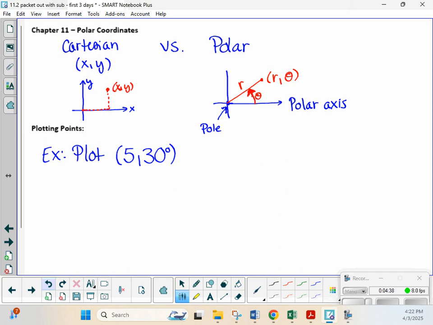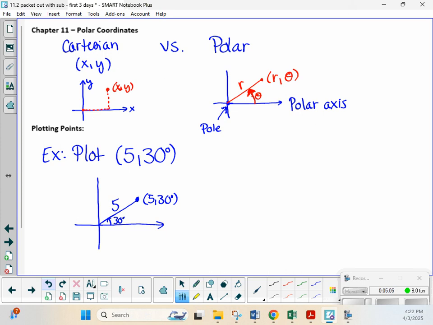So let's set up a little grid here. I'm going to rotate, picture where 30 degrees is. So let's say it's about here, but I'm going to go 5 units away. And you could put little marks on there to show it's 5 units, but I'm just going to label it as 5 units. So this point right here could have the name 5, 30 degrees. But it could also have a lot of other names.